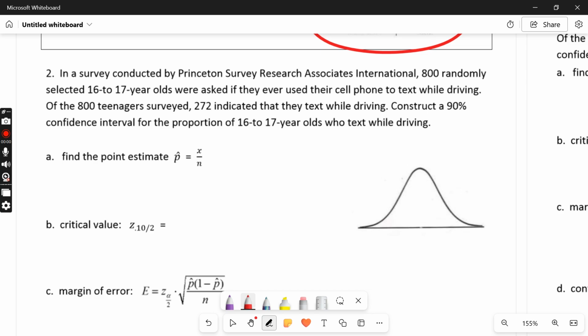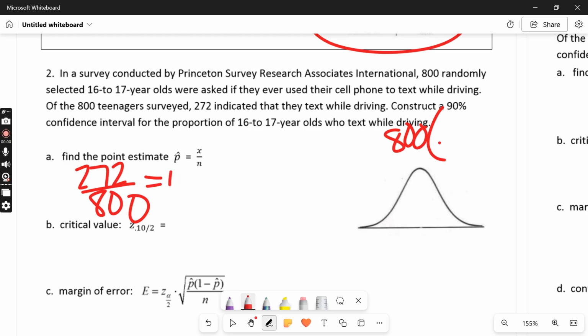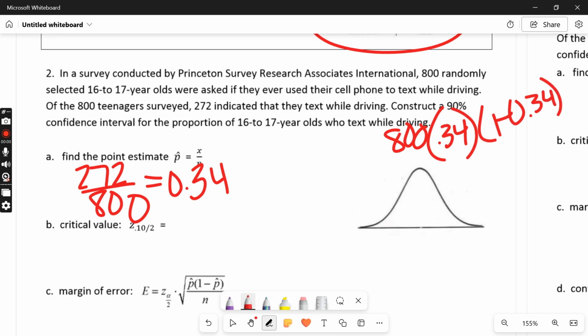The first thing that we want to do is make sure that this is considered a normal population. So I do need to do off to the side that 800 times p. I guess I need to find p first. So 272 divided by 800. Okay, when I do that, I get 0.34. And I'm just checking to make sure this is a normal population. Remember, that's where you're doing the n times p times 1 minus p and just making sure it's bigger than 10. This is 179.5, so it is definitely larger than 10.